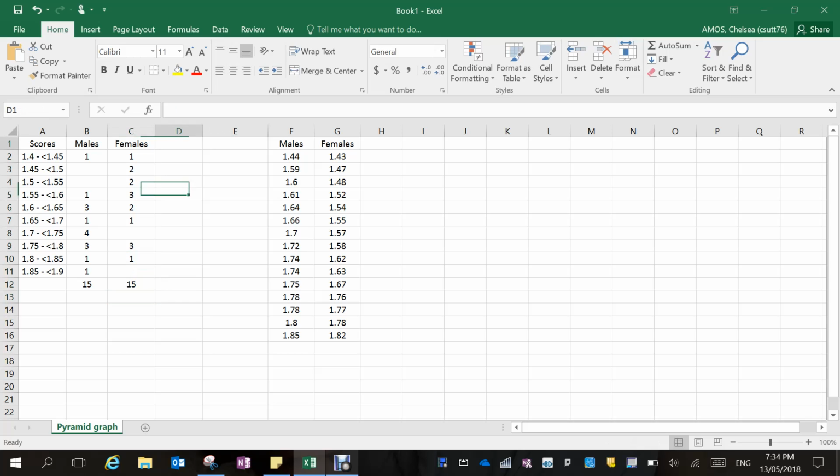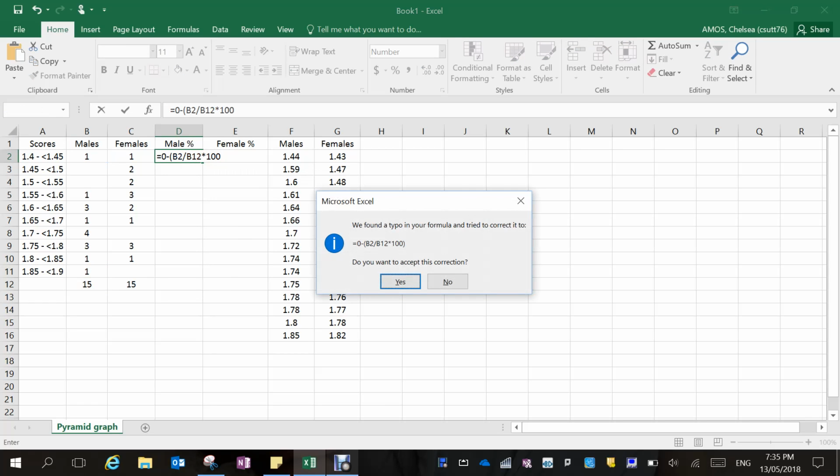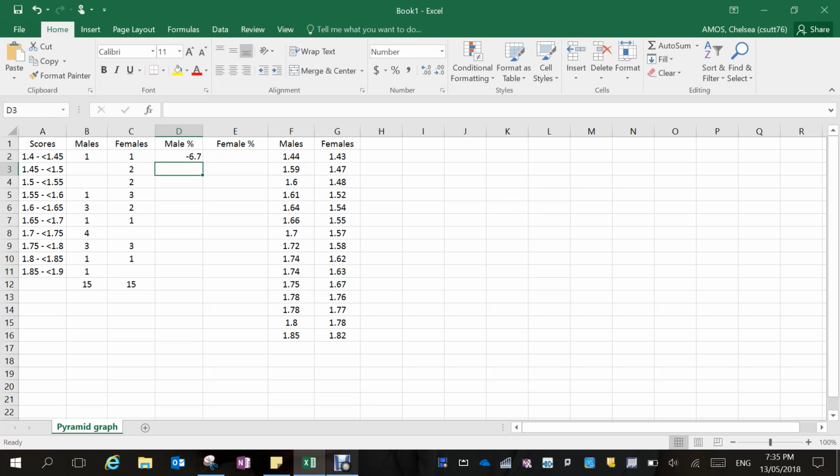Okay, so from that information now I need to identify the percentage of males and the percentage of females in each of those rows. So how we do that is we do equals 0 takeaway, because we actually want this answer to be in negatives to help us do the pyramid graph. So I'm going to look for B2 and I'm going to divide that by the total, which is B12. And I'm going to multiply that number by 100. And what that's going to do is it's going to change it to a percentage.